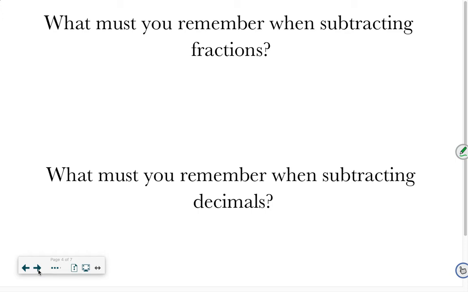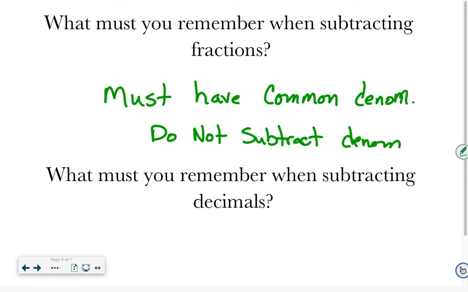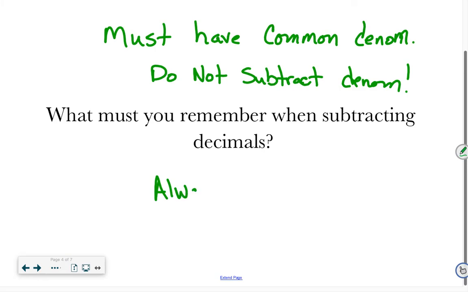What must you remember when subtracting fractions? What, Alice? Must have a common denominator, and you do not subtract denominators, right? Two things you got to remember. What must you remember when you're subtracting decimals? What do you need, Zoe? Line up the decimal. Correct. Always line up decimals.